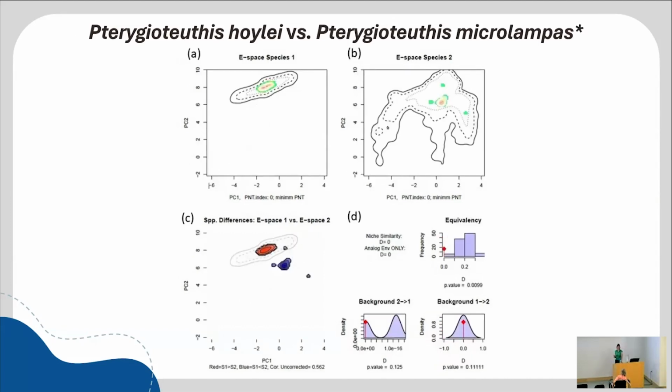Pterygioteuthis coylii and Microlampus, you can see much better in this graph. Those hot spots are different. They're not overlapping, so they're not sharing a niche. If we remember, Pterygioteuthis coylii lives in the Eastern Pacific and Microlampus is living in the Western Pacific. So they don't have an overlapping range, so it makes more sense that they're having different niches.